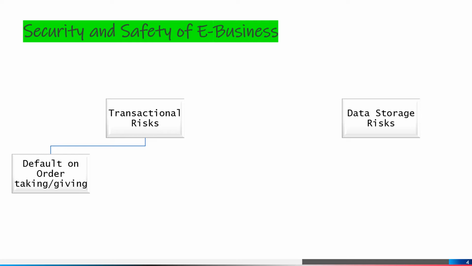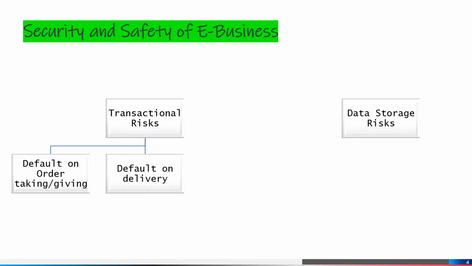So why does this kind of thing happen? The seller may deny that the customer has ever placed an order. So there can be a default on ordering. You have placed an order, but it is not accepted by the seller. So there can be this kind of problem.